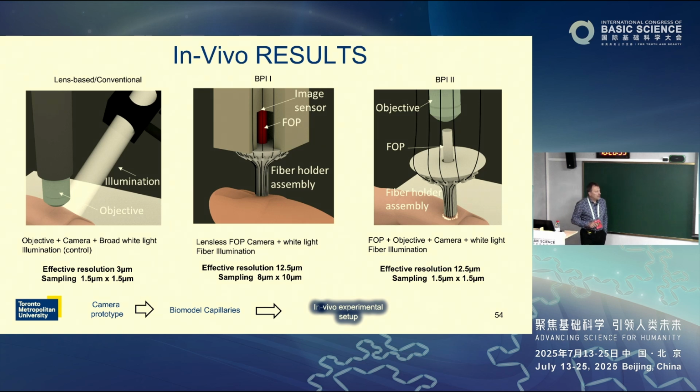Okay, those are basically all three modifications. So we had the objective plus camera plus broad white light, and that's what we're comparing with. And then the second was the chip, the spatial angle filter placed on the chip. And the third modification was the fiber optic plate plus objective plus camera. And we were reading out the proximal end of the fiber optic plate by the objective of the microscope.